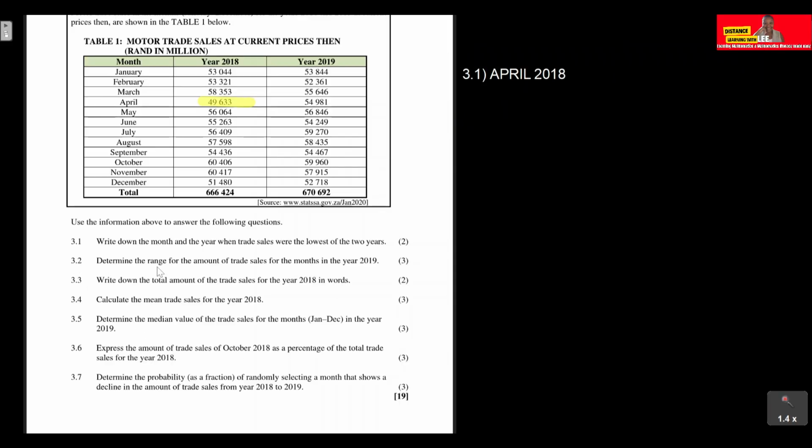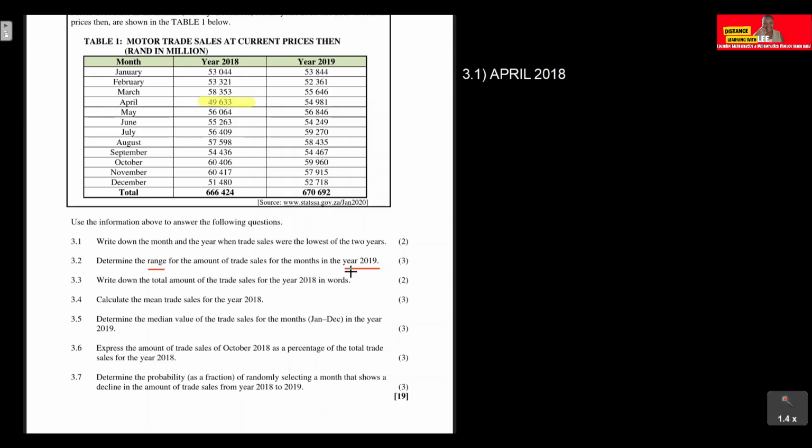3.2 says determine the range for the amount of trade sales for the months in the year 2019. So this question wants us to determine the range of the amount of trade sales for the months in 2019. So we're going to look at all of the months that are given for the year 2019, and determine the range of the trade sales. How do you determine range, guys?